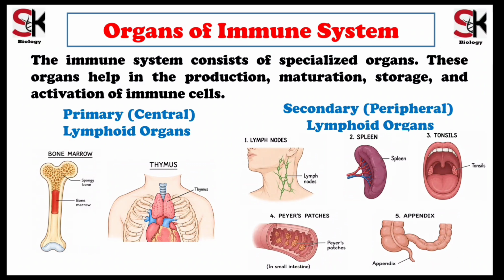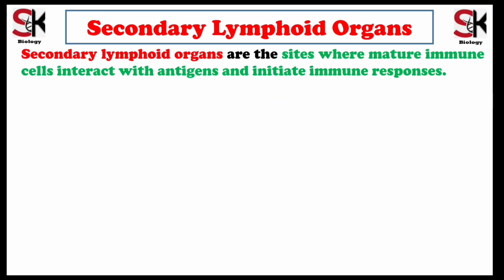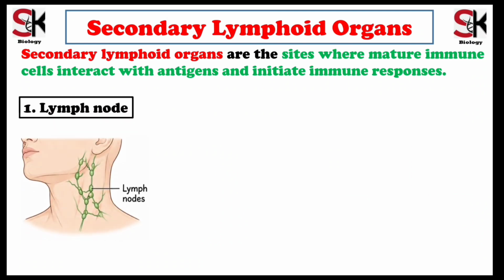These secondary lymphoid organs are important in the immune system so that we get immune response against infections. The major secondary lymphoid organs are lymph node, spleen, tonsils, Peyer's patches and appendix. Let us understand all these organs one by one. The first one is lymph node.